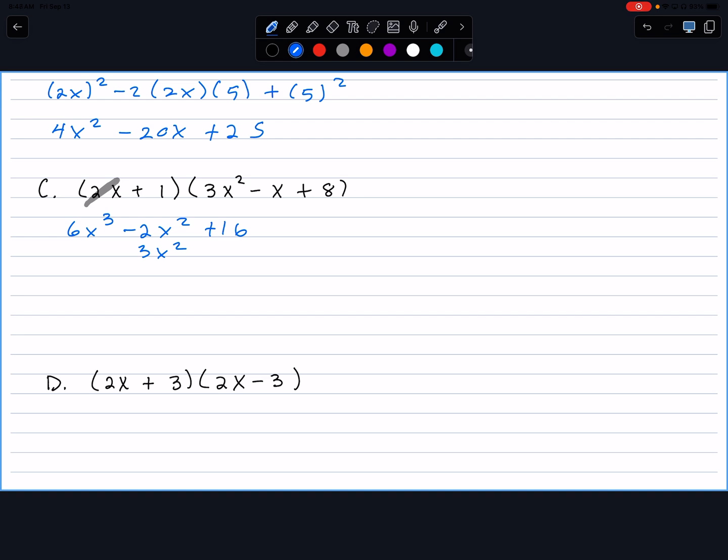Just a quick note, usually if I skip something, like there's no x in this term, I either put a 0x or I just put a space for it. Yeah, it's 2x times 8. Oh, I made a mistake. Let's do this one again. You are right. I did make a mistake.